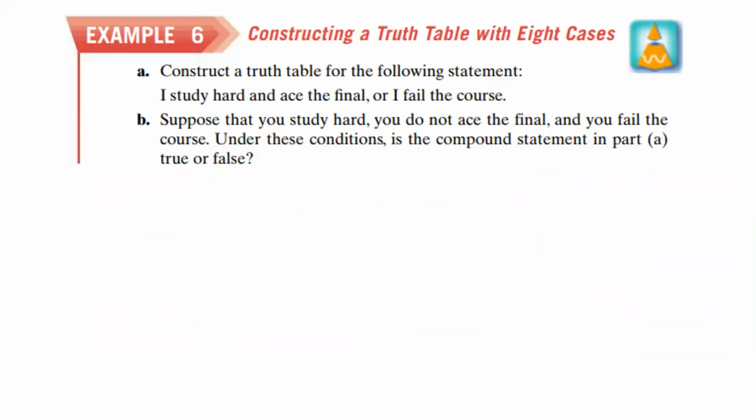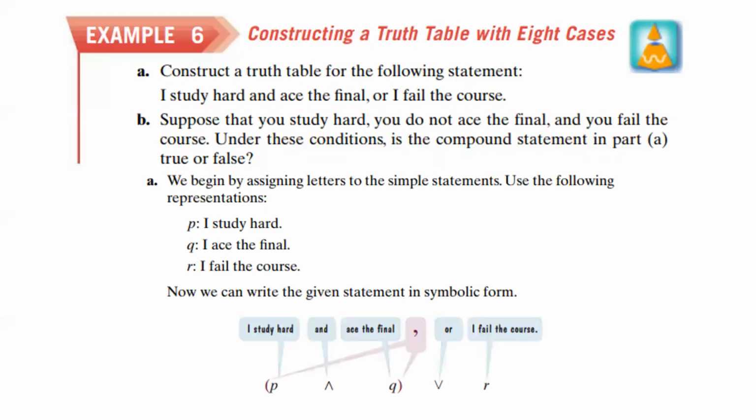So let's now put all of this into practice. And this truth table is going to be pretty involved. So this is a very good slide to pause and rewind or ask me questions during class, because we are constructing a truth table for, in this case, 3 statements. And so my 3 statements are: I study hard and I ace the final, or I fail the course. So P could be I study hard, Q could be I ace the final, and R is I fail the course.